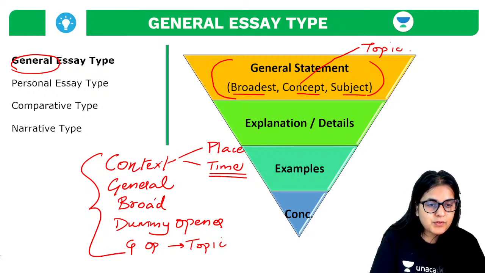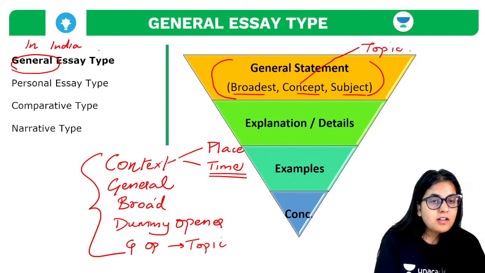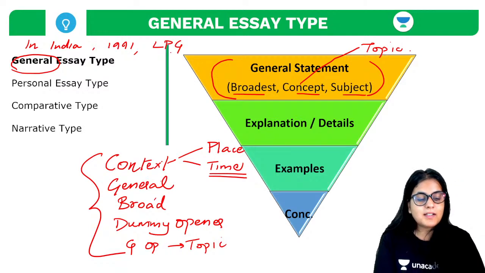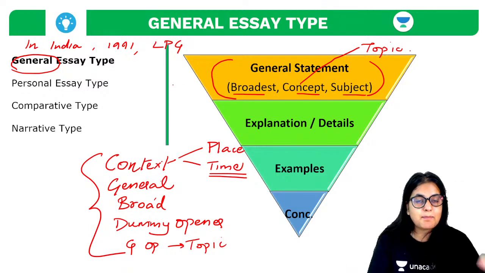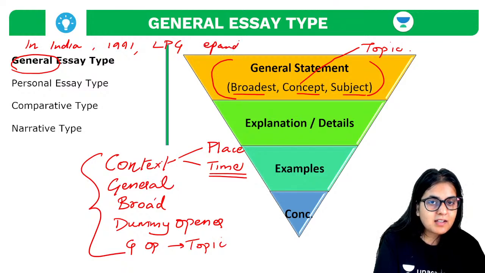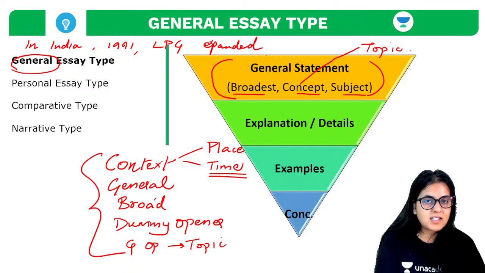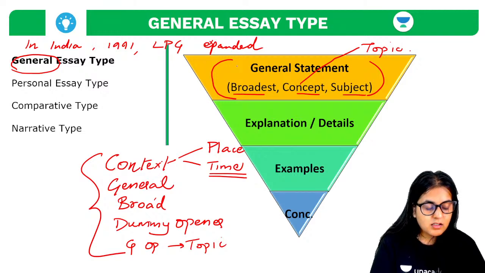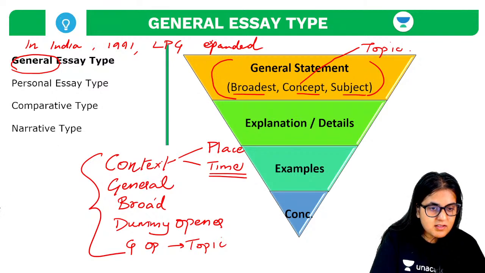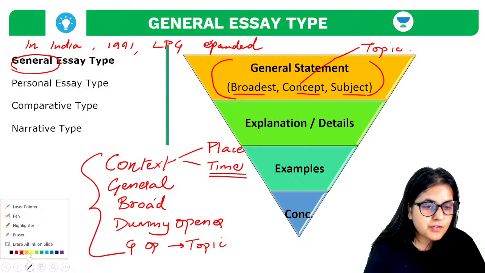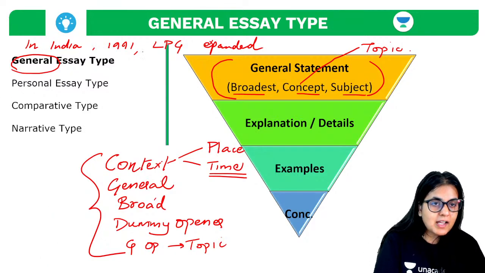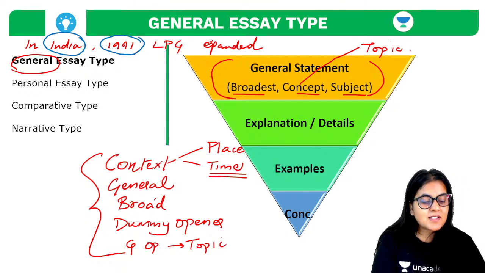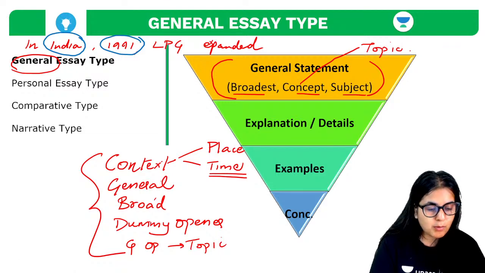For example, guys, I'll give you an example. Let us say, if I say that in India, in the year 1991, the LPG movement, liberalization, privatization, globalization, it expanded on the scene. Now let us say that this is the sentence. In this sentence, you have to understand that it's a combination of context and concept. Now India over here is the context. 1991 is the context. It gives us the setting, or it gives us the backdrop.